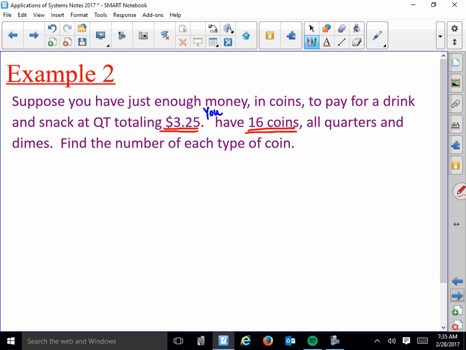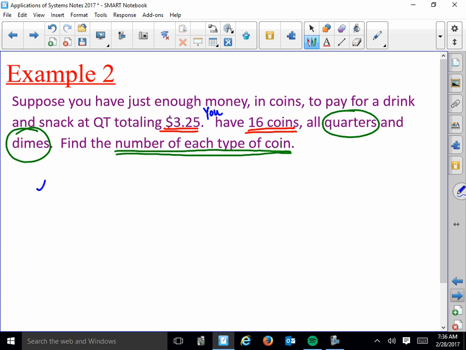Okay, what is it that we are supposed to find? Is it how many drinks and how many snacks? Not always, but most of the time you can find what the question is asking for in the very last sentence. Find the number of each type of coin. Well, that makes me think I need to figure out which type of coins we are asking for. All quarters and dimes. So I am supposed to find the number, not the value. We already know the value of quarters and dimes.